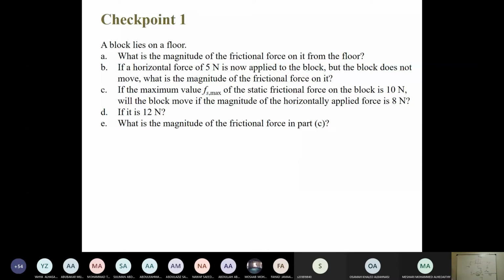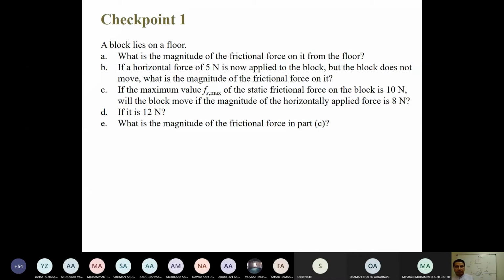Checkpoint 1. A block lies on a floor, just like your laptop lies on your table. What is the magnitude of the frictional force on it from the floor? 0. Because you are not applying any force, there is no friction force between your laptop and the surface. If a horizontal force of 5 Newton is now applied to the block, but the block does not move, what is the magnitude of the frictional force on it? 5 Newton, because now it is completely matched and countered. So the static friction is matched by the applied force.